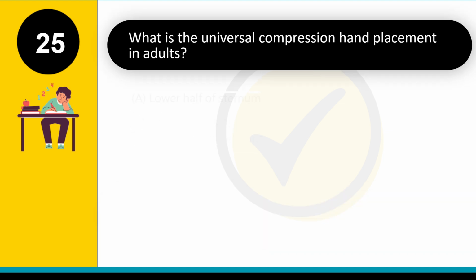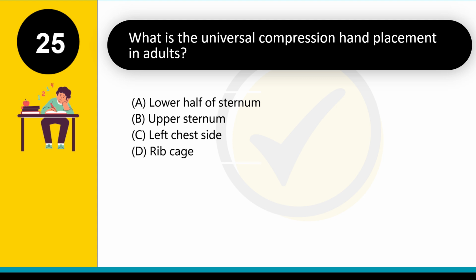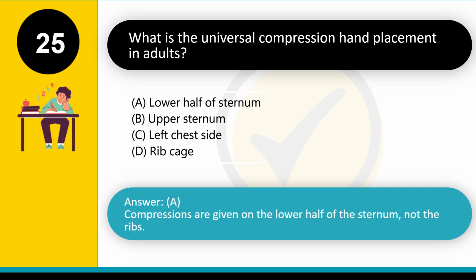What is the universal compression hand placement in adults? A. Lower half of sternum. B. Upper sternum. C. Left chest side. D. Rib cage. Answer, A. Compressions are given on the lower half of the sternum, not the ribs.